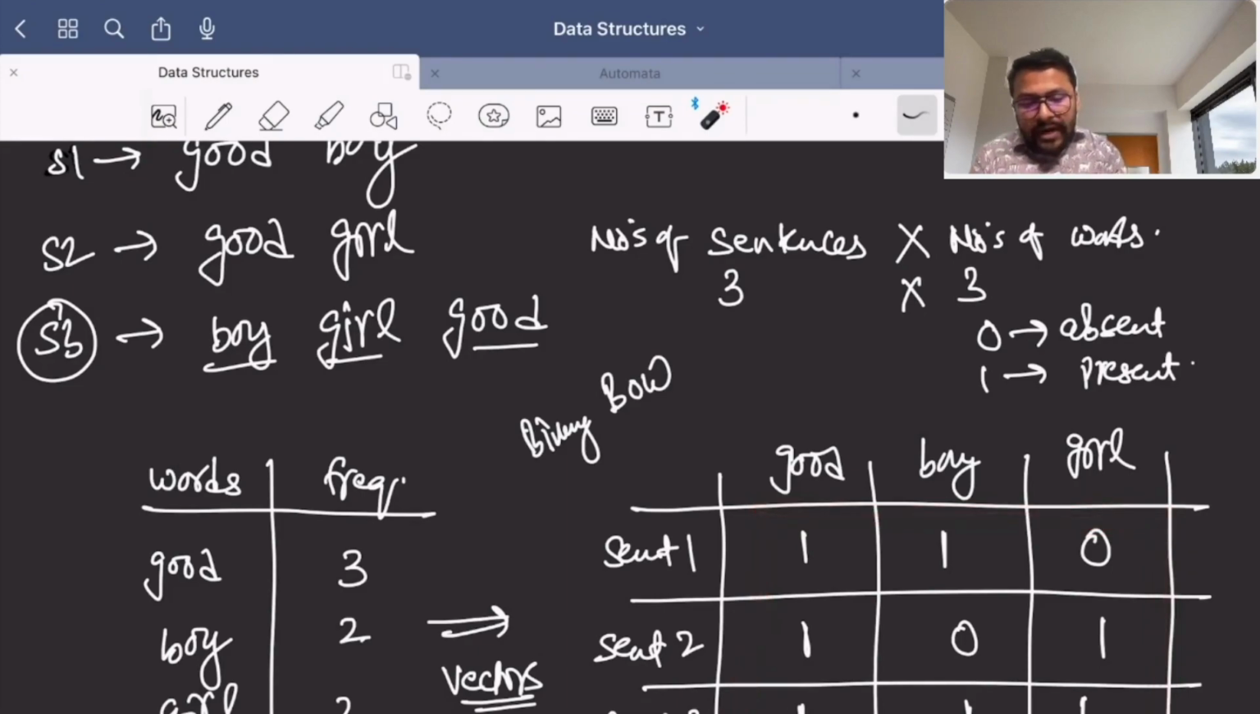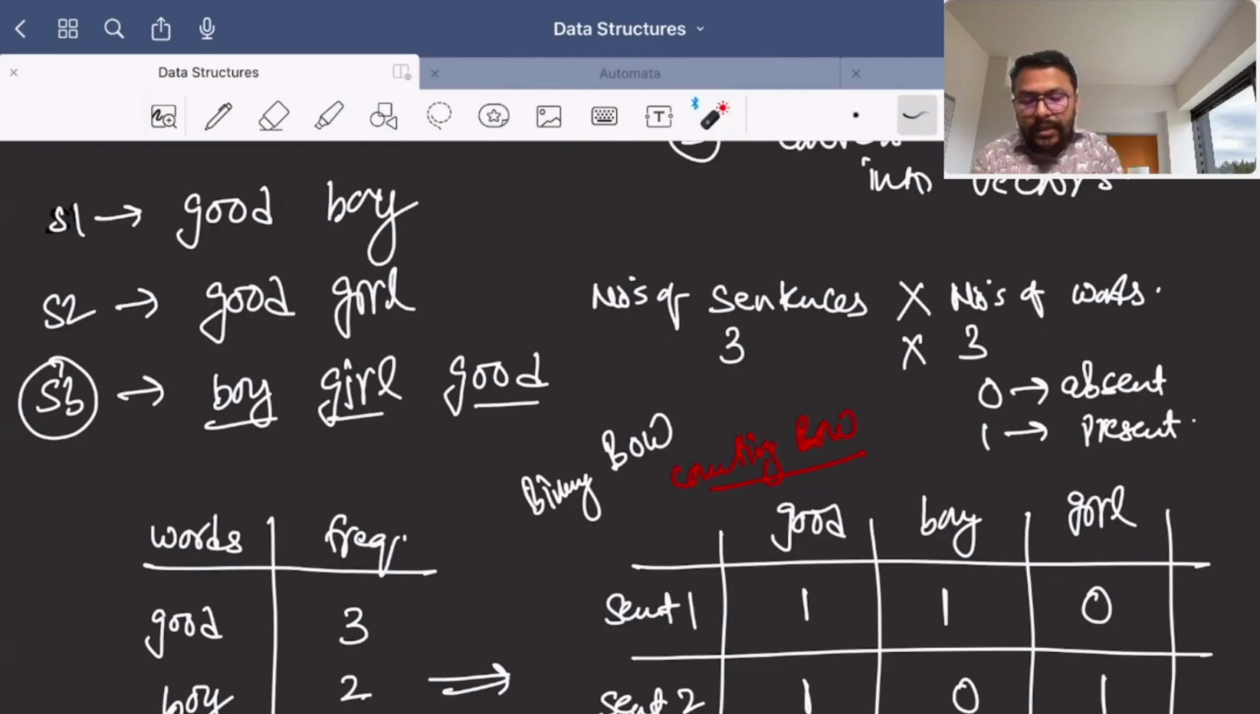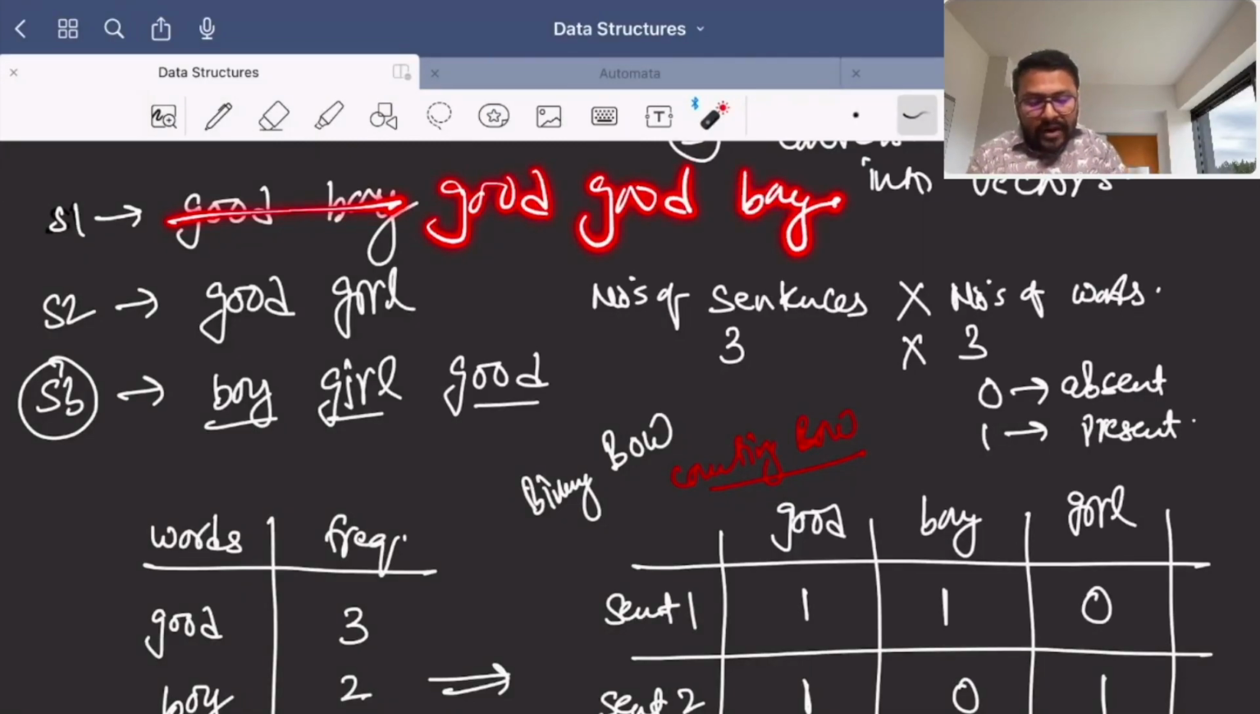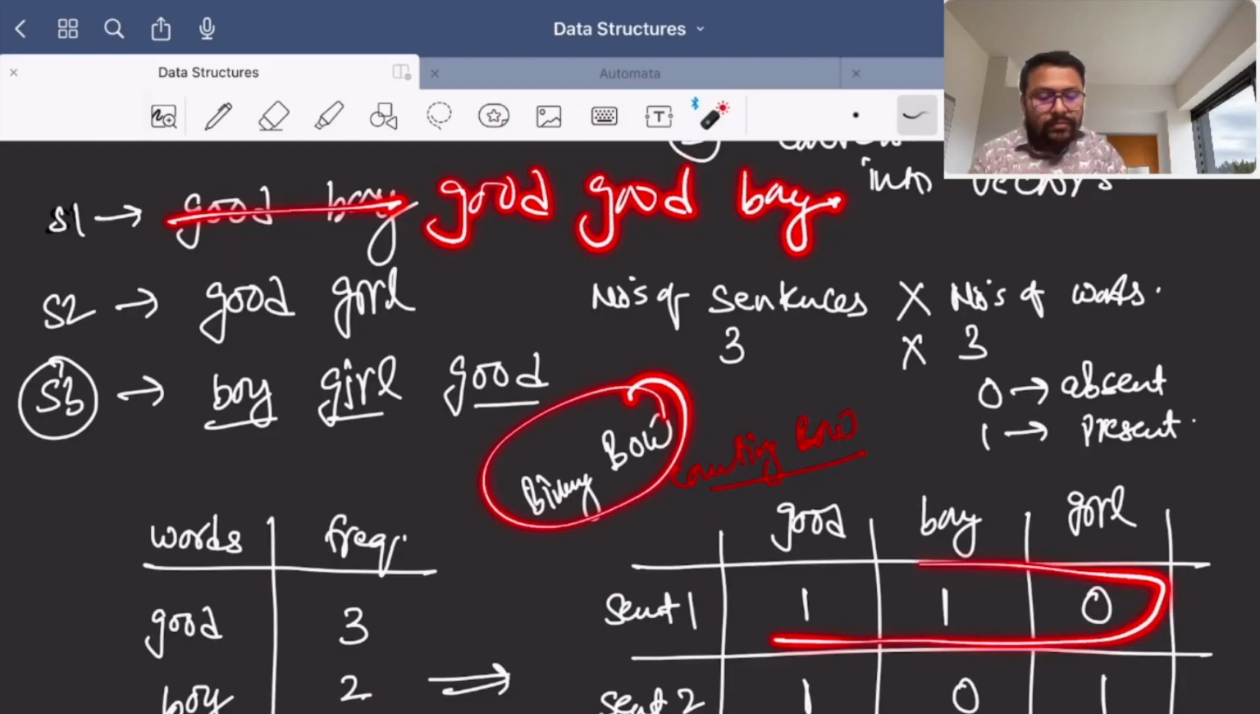If we have to write the counting bag of words, right now the result will be the same because no word is repeating in one sentence. Let's say this sentence was good, good, boy. In case of binary bag of words, this remains the same. Good is present, boy is present, girl is absent.